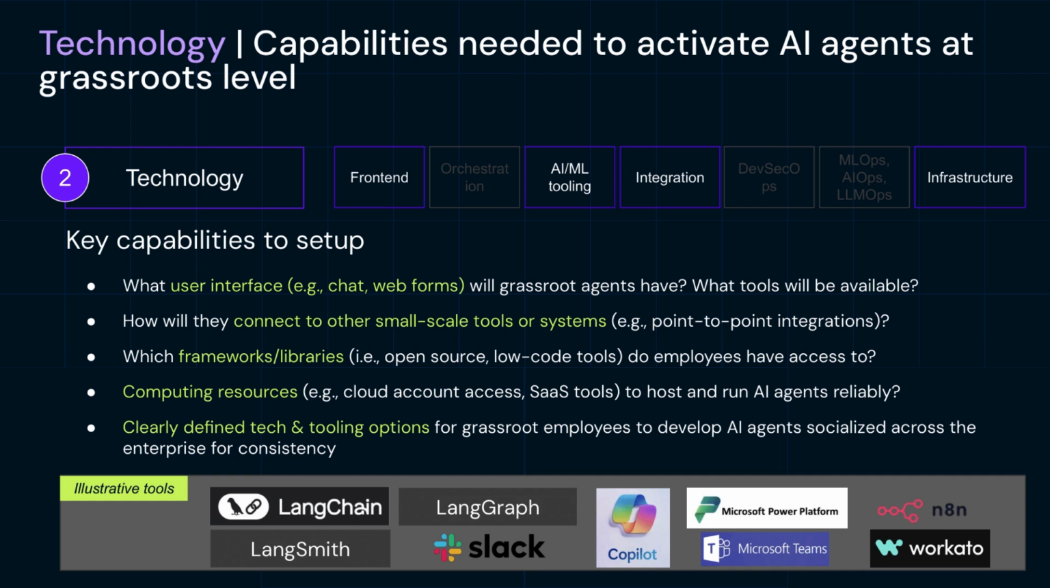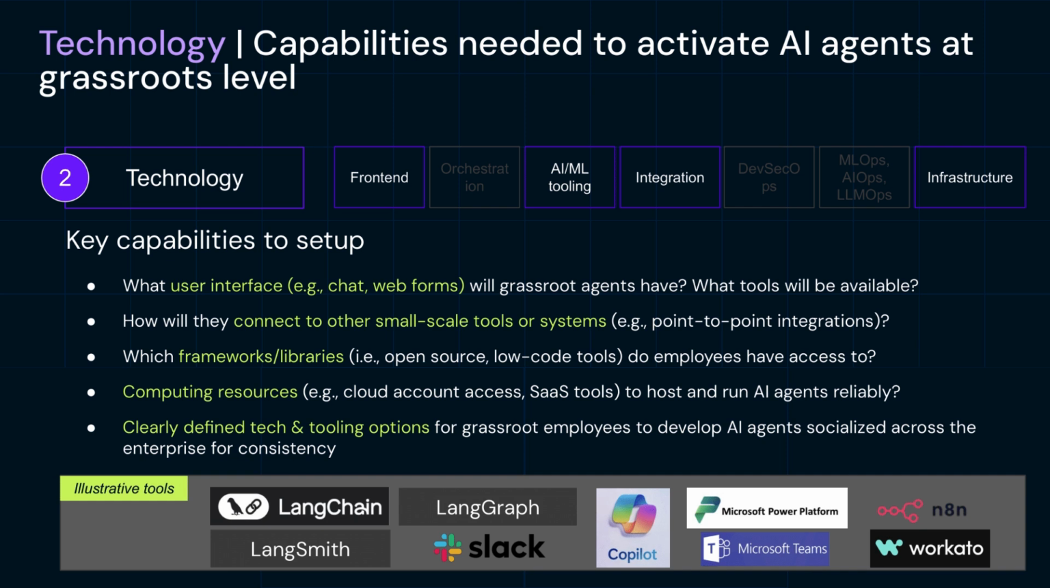So, some of the key capabilities to set up as a leader are: what are some of the user interfaces like chat, web forms, tooling that the grassroots agents will have? What tooling is available to the employees so that they can develop quick prototypes, use them, and launch them in smaller groups? How will they connect with other small scale tools or systems, like point to point integration? We want to make lives simpler for the employees, even though there may be some degree of fragmentation, but that's the cost of innovation. Which frameworks, libraries like open source, low code tools do employees have access to?